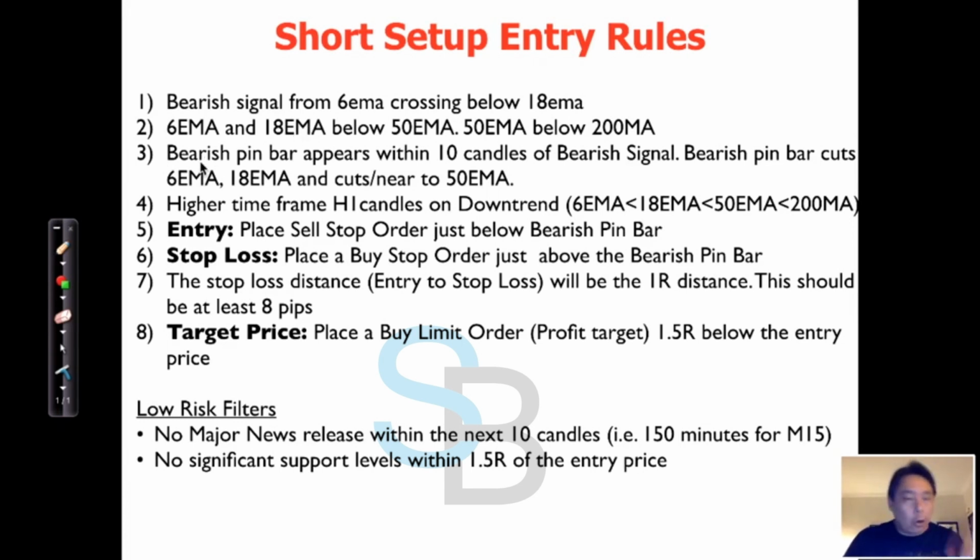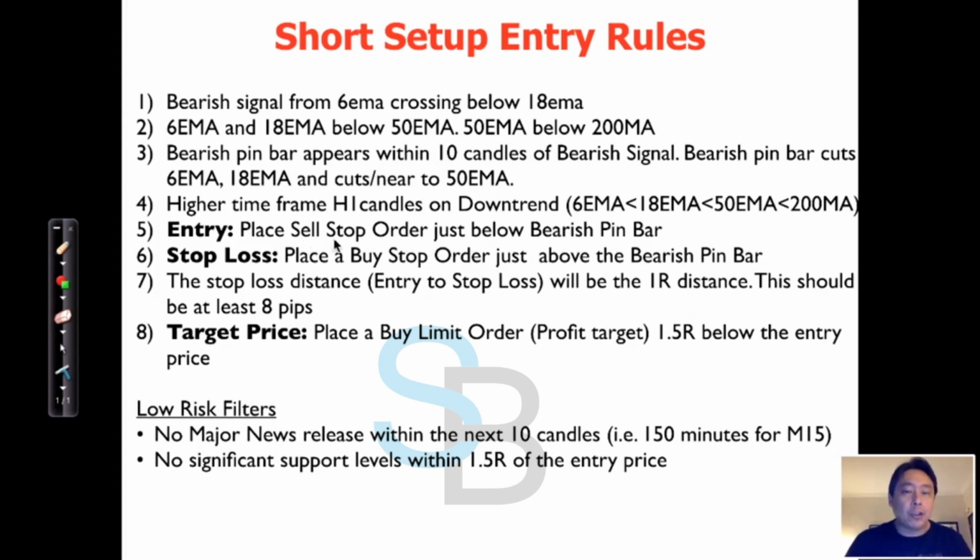So once we've got the cross, we want to see a bearish pin bar appear within 10 candles of that signal. And the bearish pin bar must cut the 6 EMA, 18 EMA, and cut or be near the 50 EMA that acts as a resistance. Check one time frame higher on the H1 candles, ensure it's on a downtrend as well. Again, 6 EMA below 18, 18 below 50, and preferably below the 200 moving average. Once you see that setup, we can enter the trade.